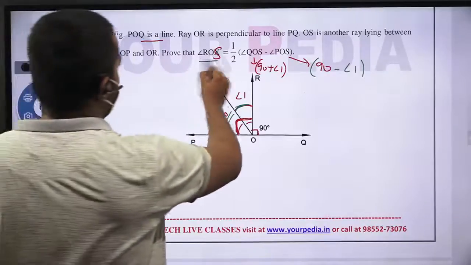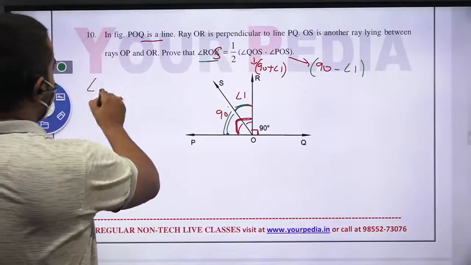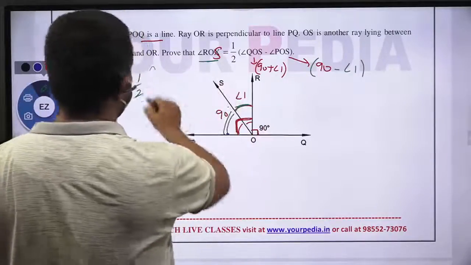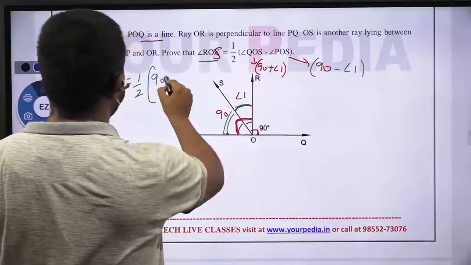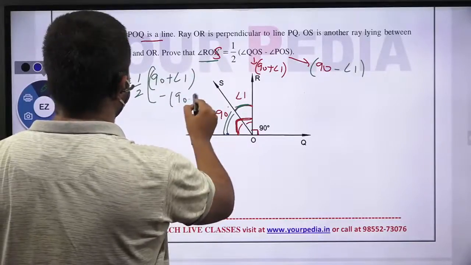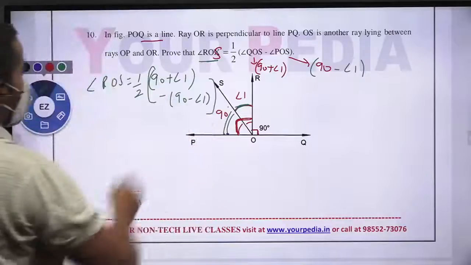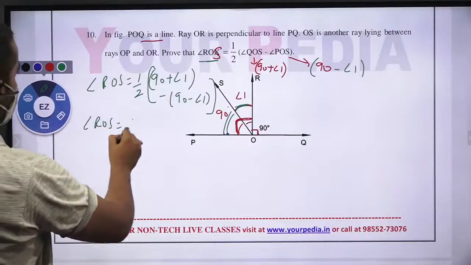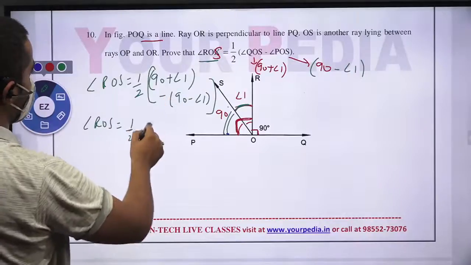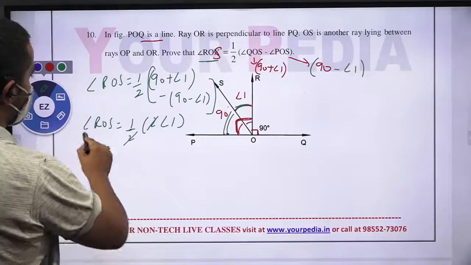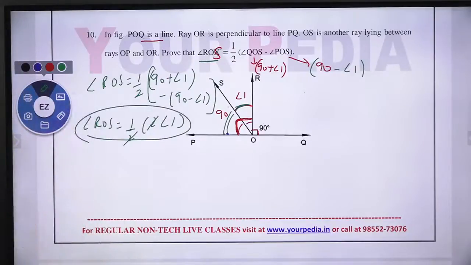So what we need to do is show that angle ROS is equal to half of, if we substitute angle QOS as 90 plus angle 1 and angle POS as 90 minus angle 1, what will it become? Angle ROS is equal to half of 90 minus 90 will subtract, so that is 2 times angle 1, and 2 and 2 will cancel out. So that is the thing we need to prove.